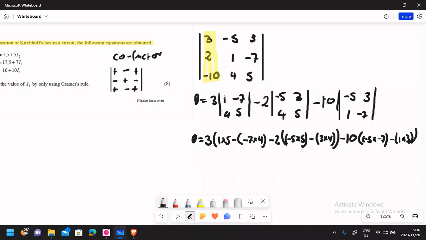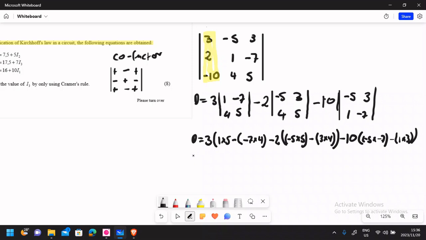Remember, it's the first multiplied by the last, and then minus the product of the second multiplied by the third. And then we come here, the first multiplied by the last, the second multiplied by the third, and so on and so on.